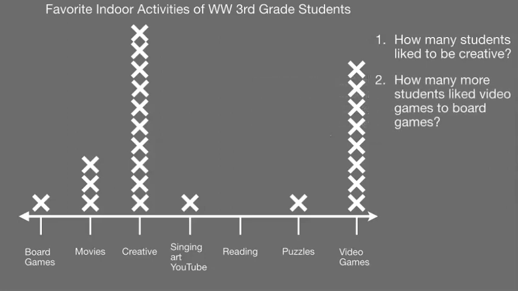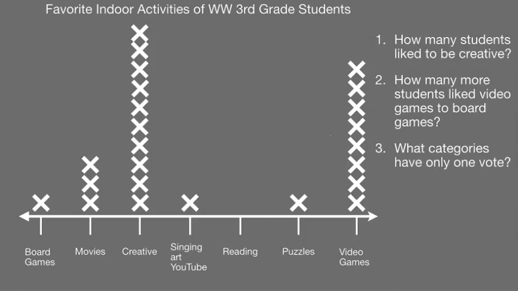Next question. How many more students liked video games to board games? So let's see, we can count up our video games. 1, 2, 3, 4, 5, 6, 7, 8. So there'd be 8 there. And board games, we have 1. So we're looking at 8 minus 1 because it's how many more. 8 minus 1 is 7.